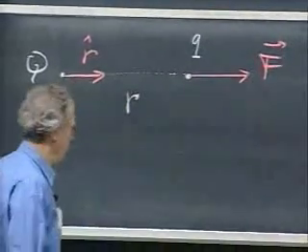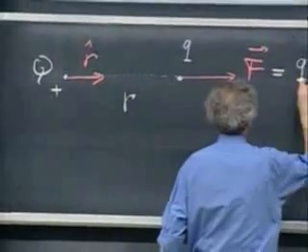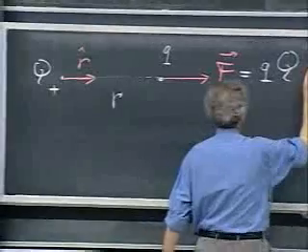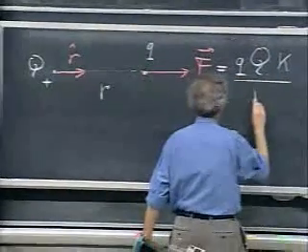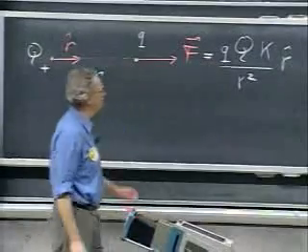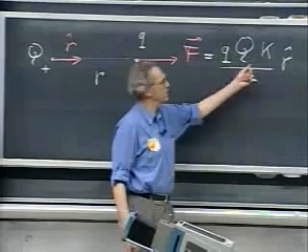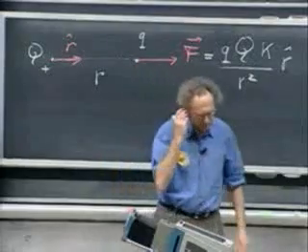And last time we introduced Coulomb's law. That force equals little q times capital Q times Coulomb's constant divided by r squared in the direction of r roof. If the two have the same sign, it's in this direction. If they have opposite sign, it's in the other direction.